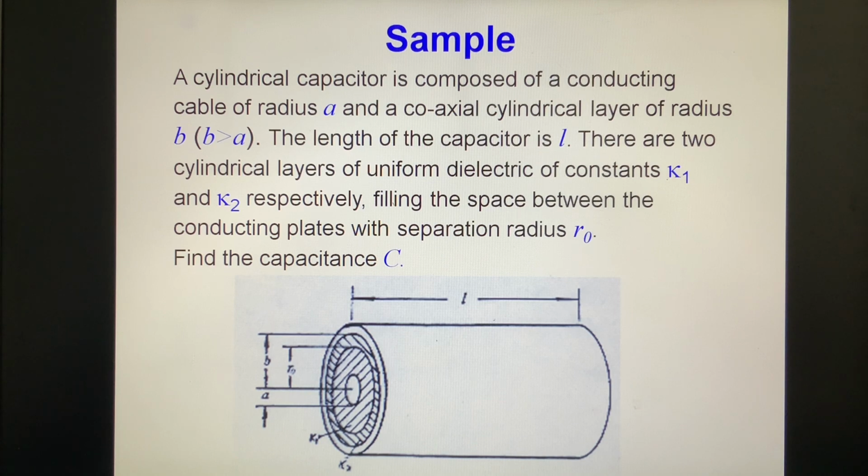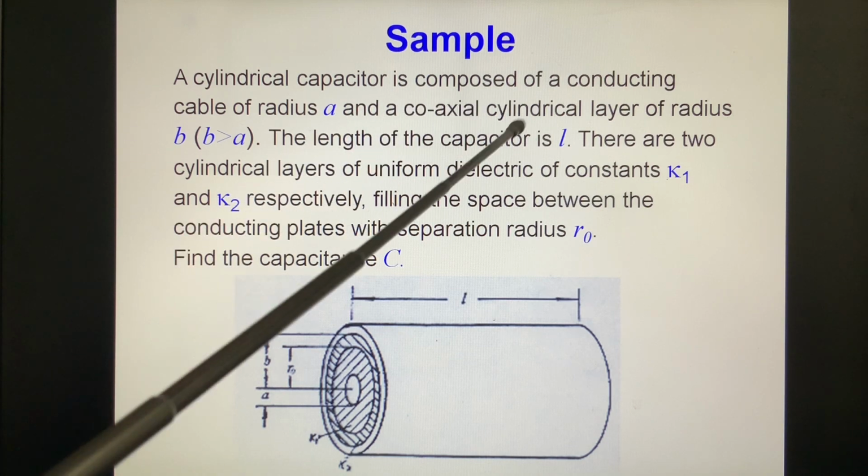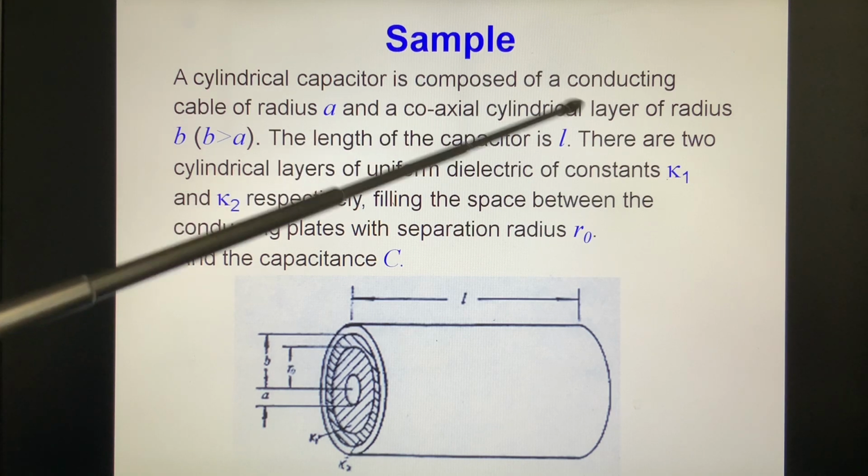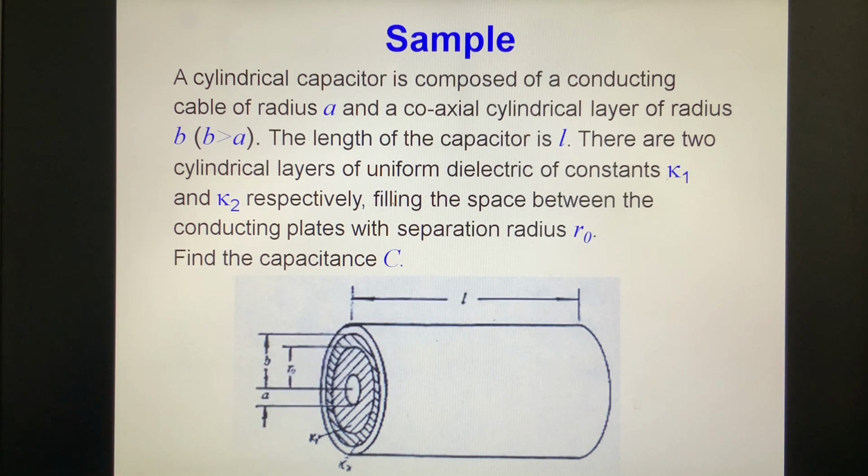Sample. A cylindrical capacitor is composed of a conducting cable of radius A and a coaxial cylindrical layer of radius B, B larger than A. Now, this is radius A. This is radius B, okay? This layer is a cylinder. This is a cylindrical capacitor.